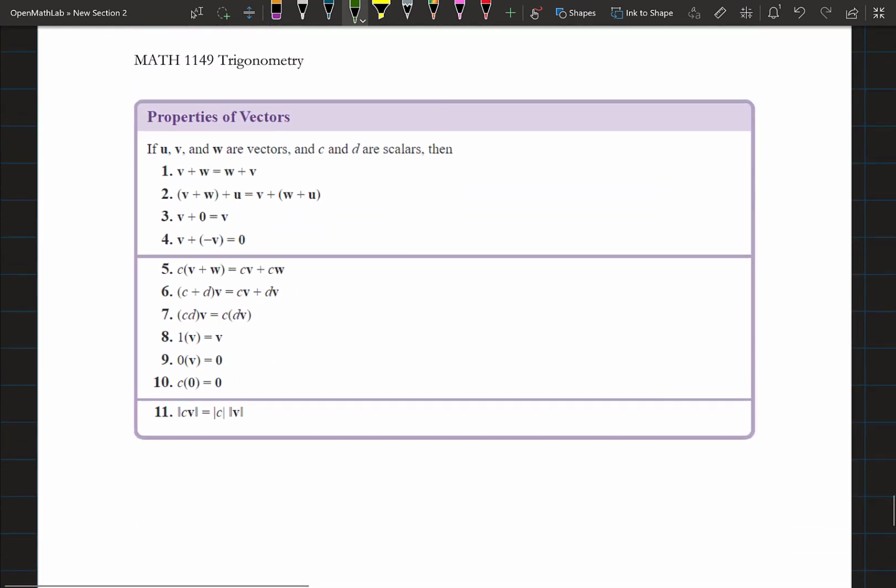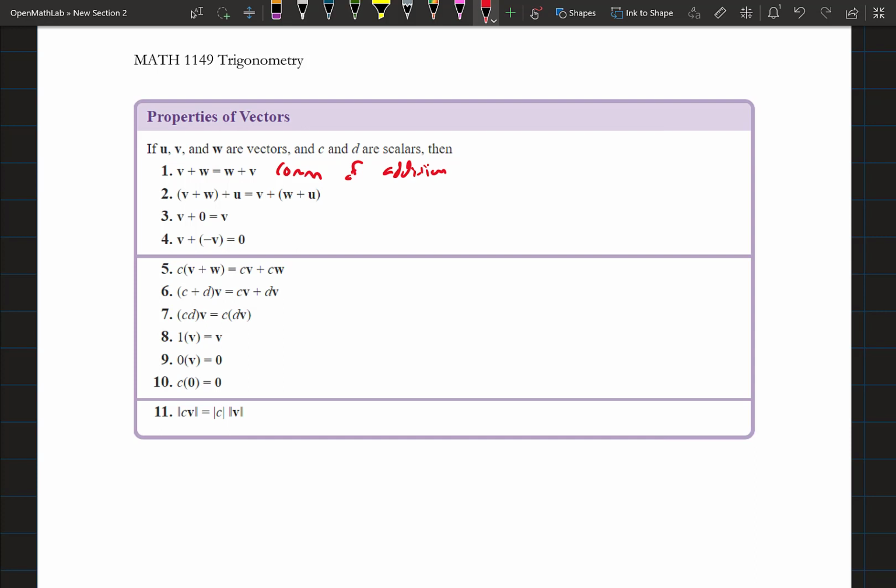Right, so then I just want to finish out this video talking about some properties of vectors. If u, v, and w are vectors and c and d are scalars, the following is true. This first one says v plus w equals w plus v. This is like commutativity of addition, so that holds true with vector addition.